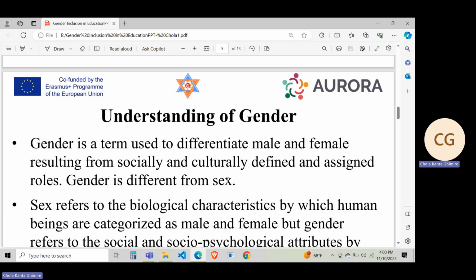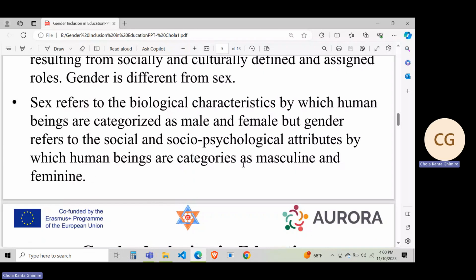Gender is different from sex. Sex refers to the biological characteristics by which human beings are characterized as male and female. By birth, we can find the male child or female, boys or girls. That is, the individual is differentiated by sex. But gender refers to the social and psychosocial attributes by which human beings are categorized as masculine and feminine.